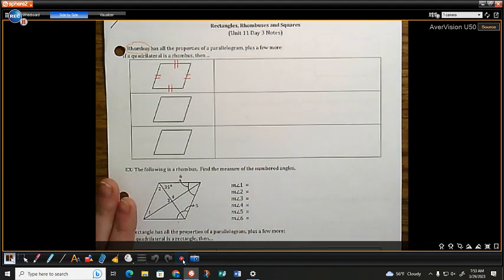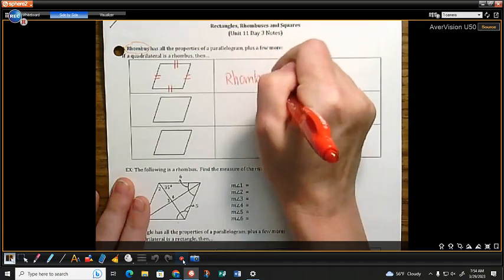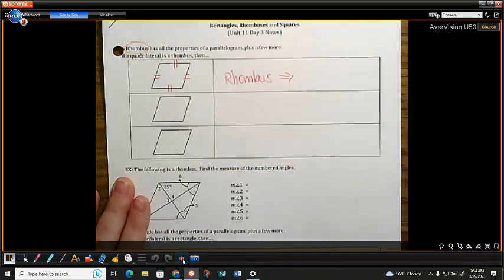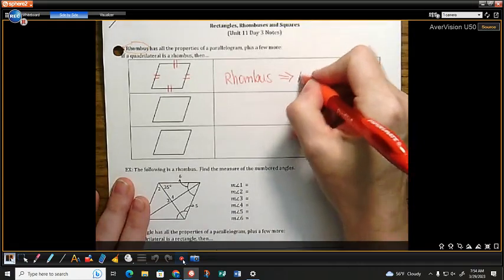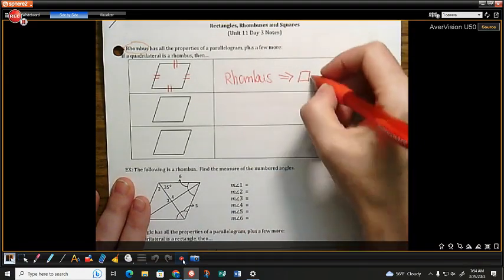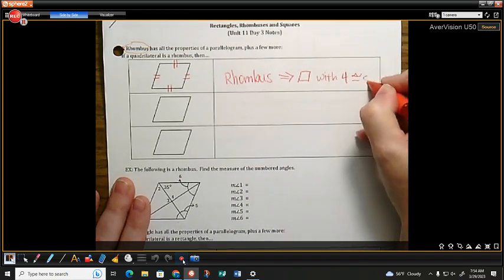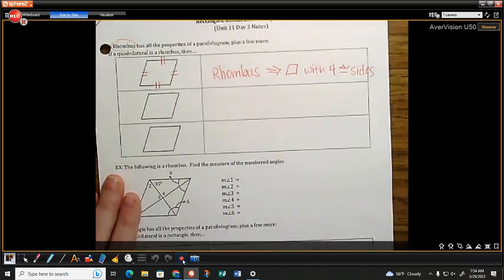And of course, you know what this means. You can make an implied statement. So a rhombus is going to imply, now, copy this exactly. You have what was this symbol again? Parallelogram with 4 congruent sides.